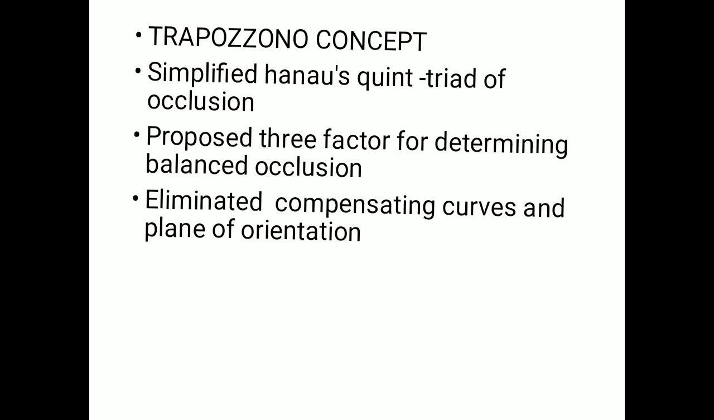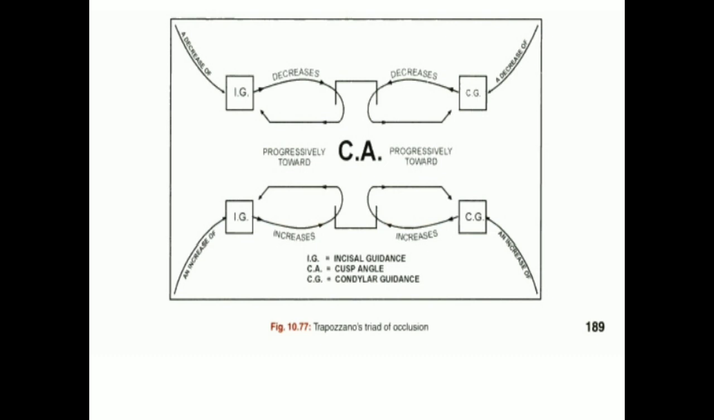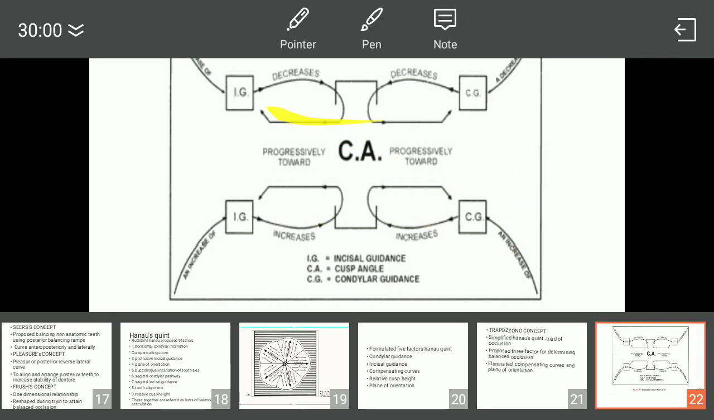Let's go into the Trapezoidal concept. A Trapezoidal concept is nothing but a simplified Hanau's count, mainly used as a triad of occlusion. In this concept, they proposed 3 factors from the 5 factors of Hanau's count for determining the balanced occlusion. It also eliminates the compensating curves and plane of orientation because of their variability. This is the Trapezoidal concept of triad of occlusion. 3 factors are involved: incisal guidance, cusp angle, and condylar guidance. These relate the maxillary denture and mandibular denture.